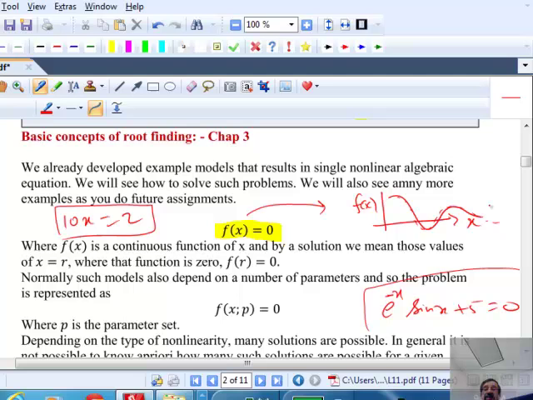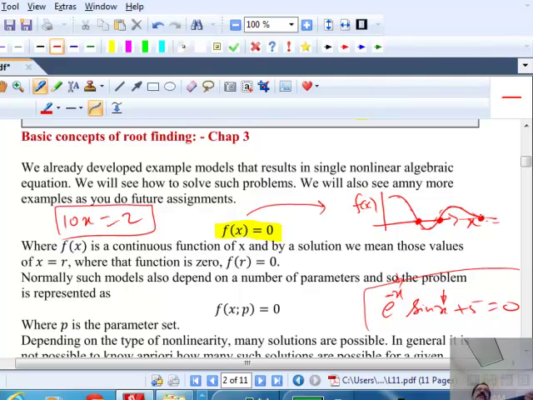So when I say find me a solution, find me values of x that makes this function equal to 0, if I can plot it, I can then look at where that occurs. One occurs here, and maybe one occurs there. So maybe there are three roots, three values of x that satisfy that function f of x equal to 0. That is basically what we mean by solving a nonlinear algebraic equation, or root finding, finding the roots of a given equation.